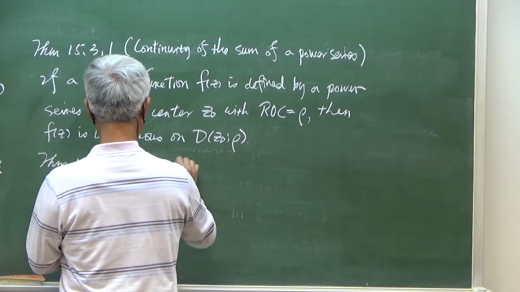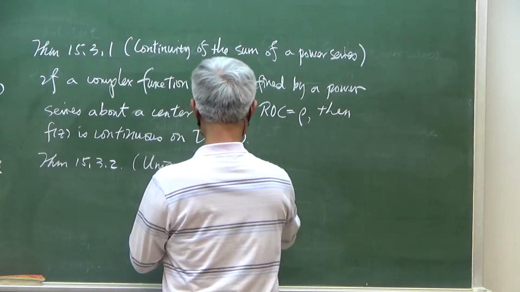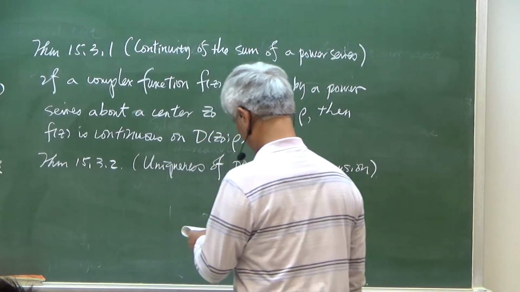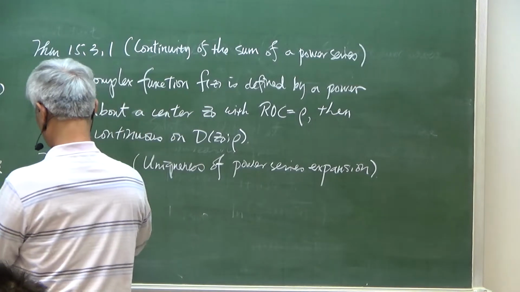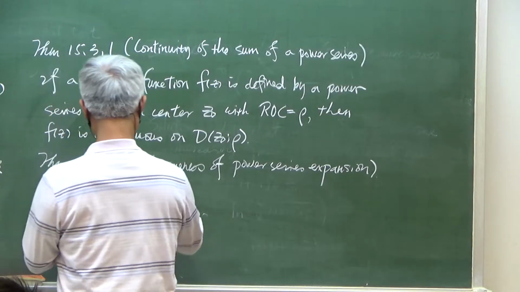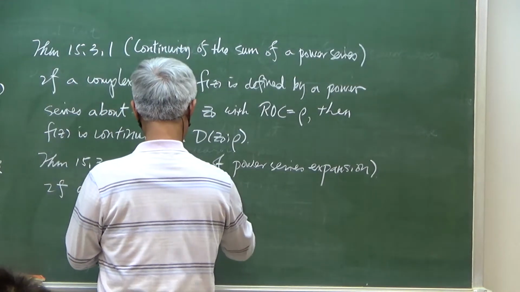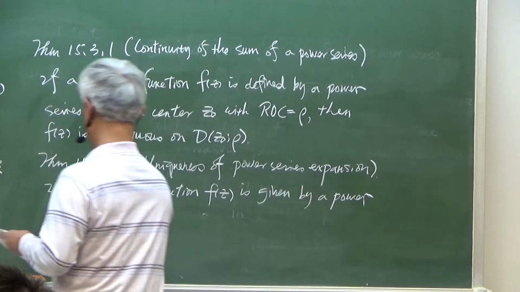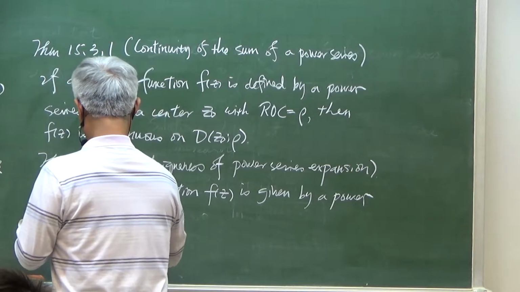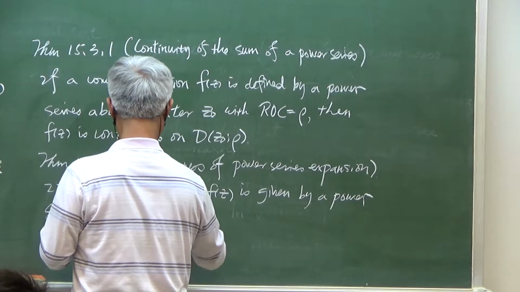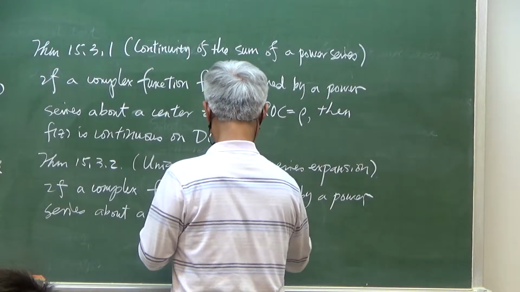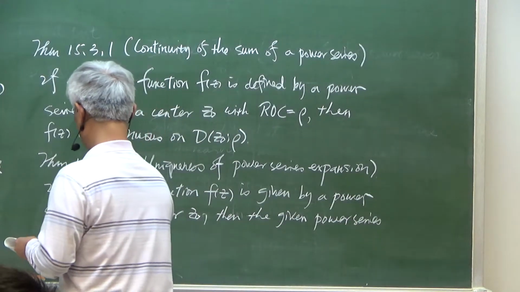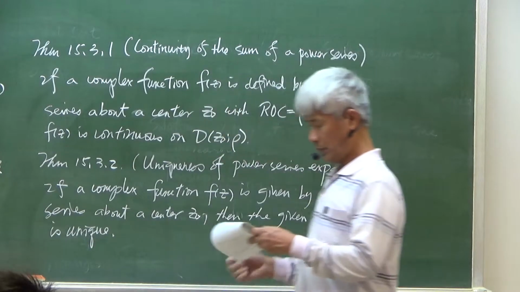About uniqueness of a power series expansion: if a complex function f of z is given by a power series about a center z0, then the given power series is unique.